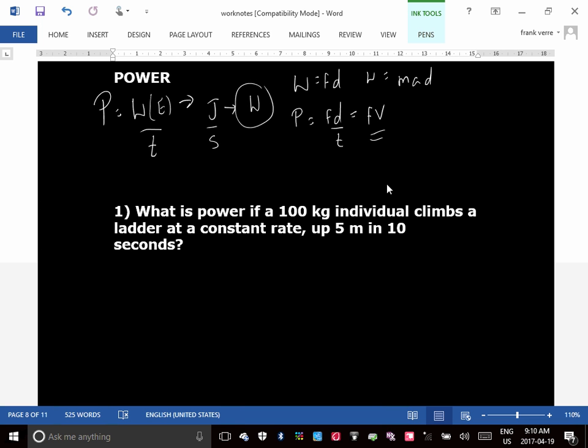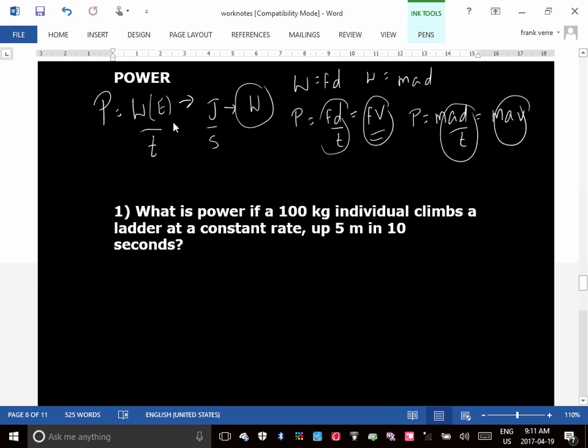We can also say power is work over time, so it's MAD over time, which then really is the same as MAV. So we have a bunch of different derivations that we could use. When you go through the equation, figure out which one is the simplest one to use.